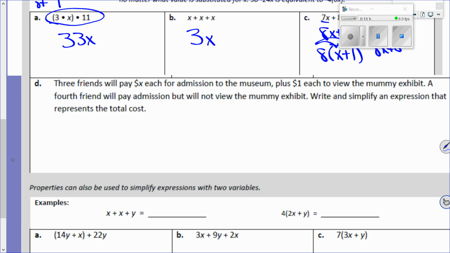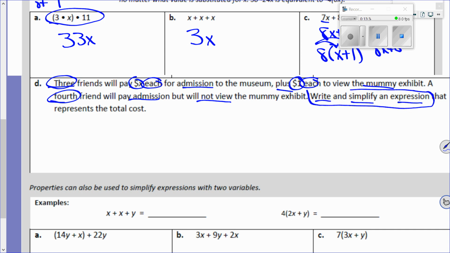Okay, now we get a word problem. This is where we get fun. 3 friends are going to pay x dollars each for admission to the museum, plus $1 each to view the mummy exhibit. A 4th friend will pay admission, but will not view the mummy exhibit. Write and simplify an expression that represents the total cost.